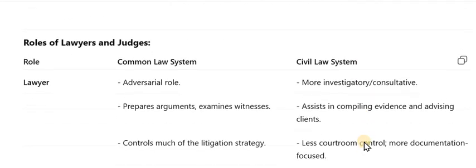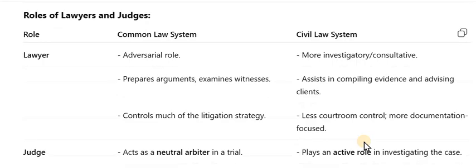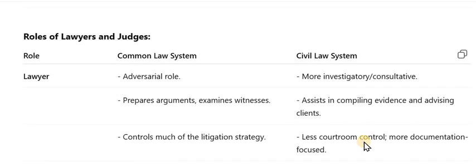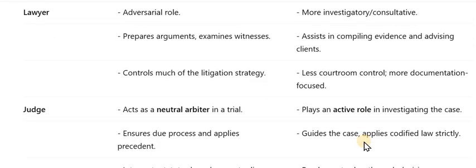Roles of lawyers and judges. Now, a lawyer in a common law system has an adversarial role, prepares arguments, examines witnesses, controls much of the litigation strategy. In the civil law system, the lawyer is more investigator and consultative, assists in compiling evidence and advising clients, has less courtroom control, and is more documentation focused. A judge in the common law system acts as a neutral arbiter in a trial, ensures due process and applies precedents.